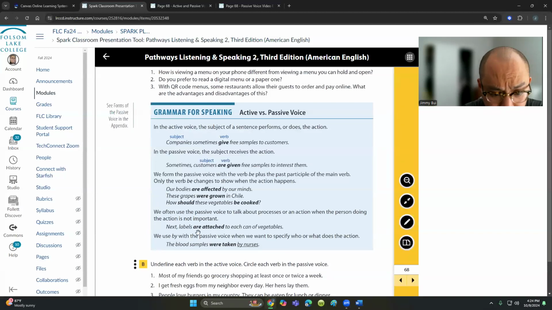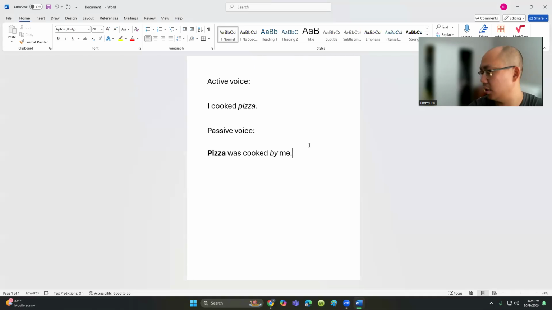And so same thing with the example here. The blood samples is the subject, were taken by nurses. Okay. So again, in the passive voice, it's not as important who does the action, but what action, the received action, right?